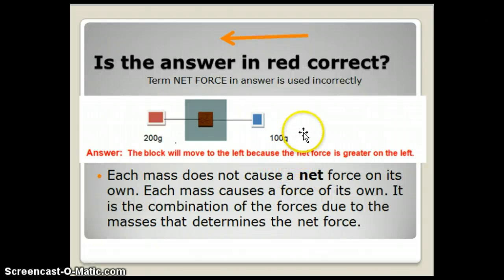So you can't say that the net force is greater to the left. You would say that the force is greater to the left, so the net force is moving in the direction of the 200 gram mass. So just remember that net force is the combination of forces. So when you draw your net force on, it would look like that, going towards the 200 gram mass, since it will cause the greater force. I hope that makes sense to you guys, because that was a very, very common mistake that I received.